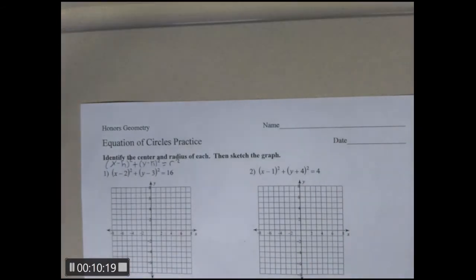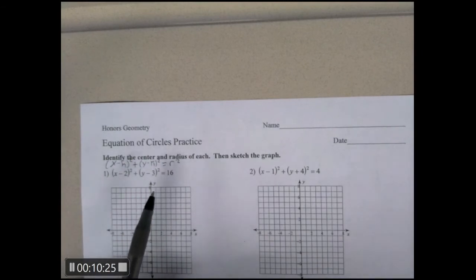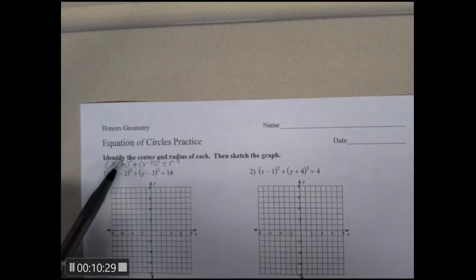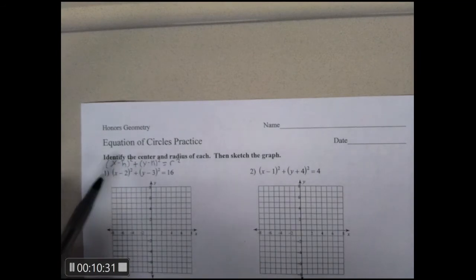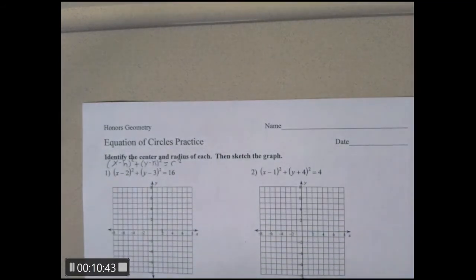And so now it's really easy for me to see what my h is, what my k is. If you look closely, this h and this 2 line up. Notice they both have a negative in front. That means it's going to stay as a positive 2. So my x-coordinate of my center is going to be positive 2.